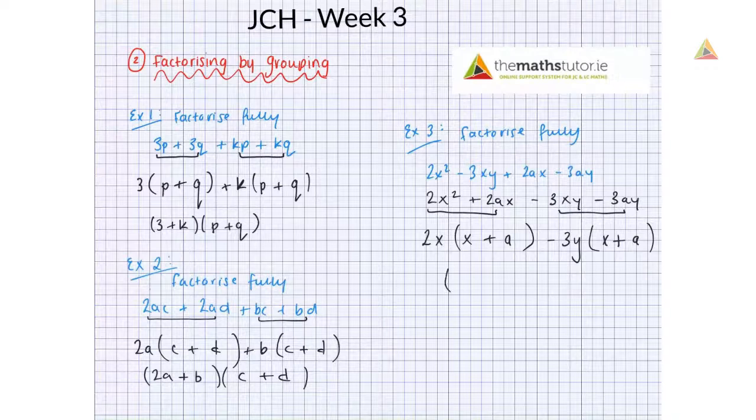Final step, open up your two sets of brackets. It's going to be 2x minus 3y in one set and x plus a in the other. So that's it for factorising by grouping. We're going to move on to the next section now on the next slide.